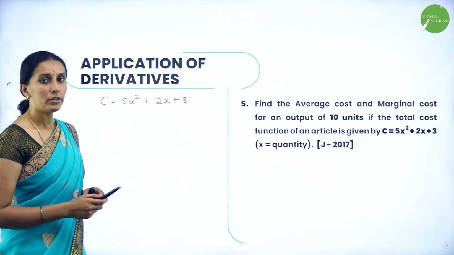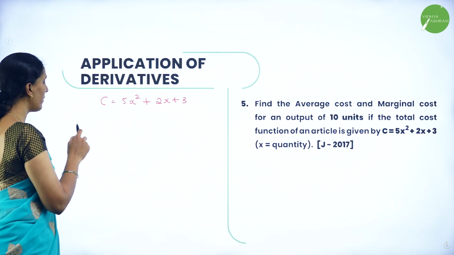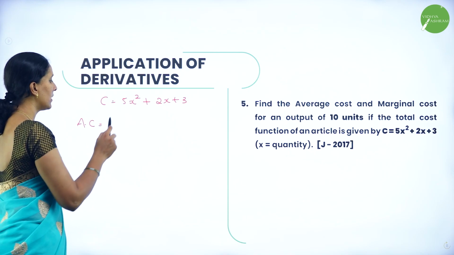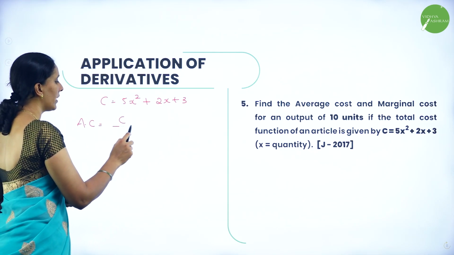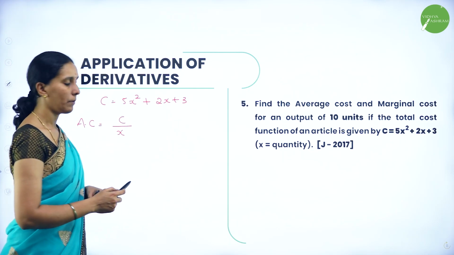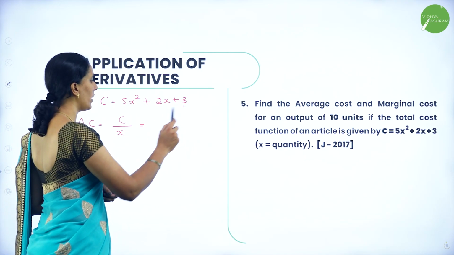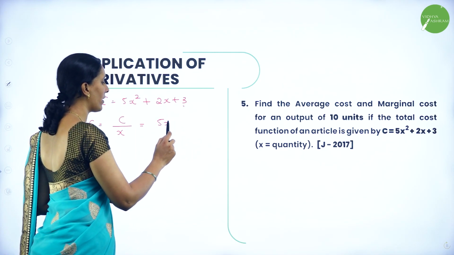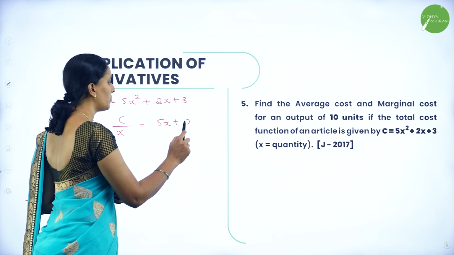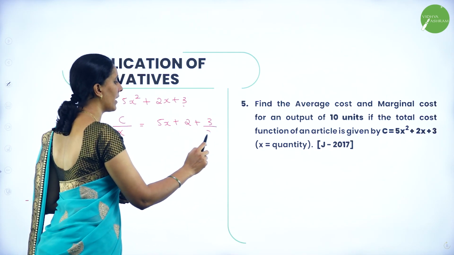So I need to find out the average cost. The average cost is the total cost function divided by the quantity variable x. So if you divide the whole equation by x, I'll get this as 5x plus 2 plus 3 by x.